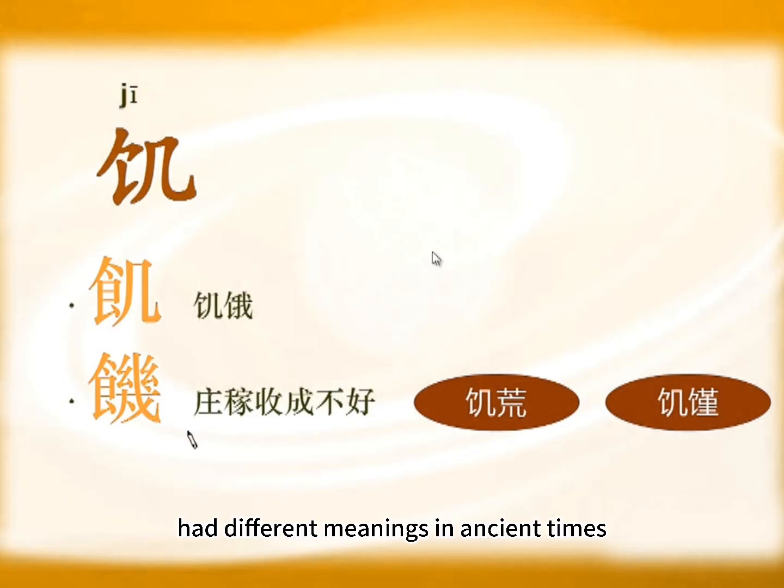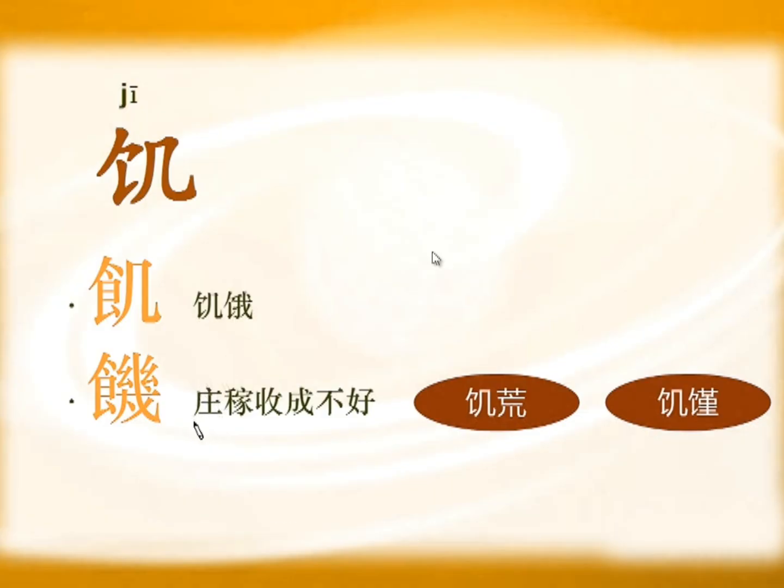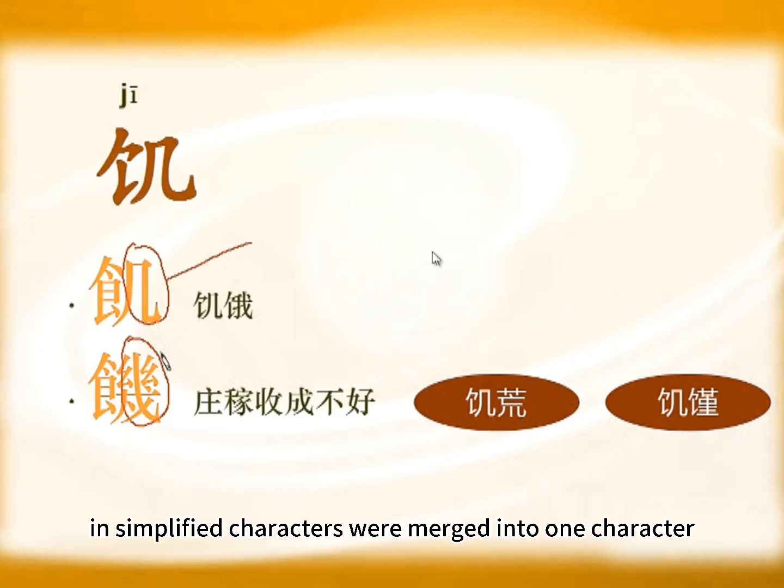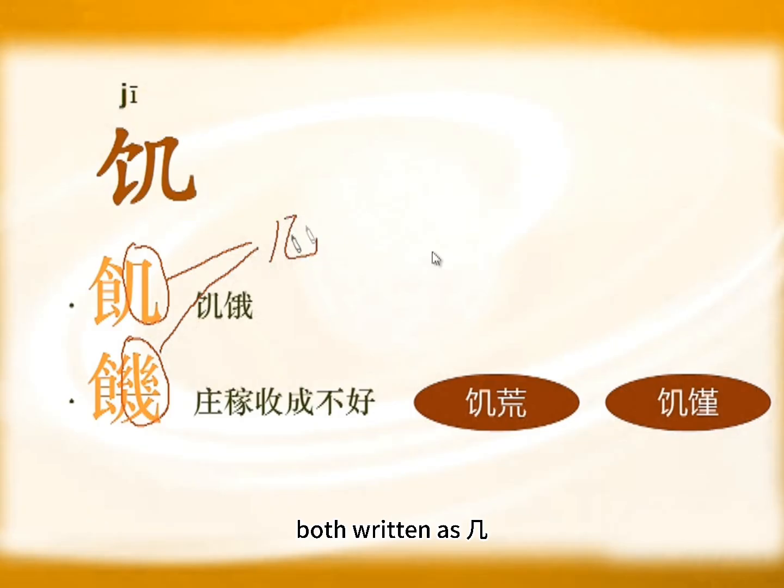These two had different meanings in ancient times. One meant personal hunger. The other meant poor crop yields. Later, the 几 meaning several and 幾, in simplified characters were merged into one character, both written as 几. Today 几个的几 is actually written as the ancient 几. So these two, one for famine, one for hunger, were merged into one character, both written as 饥.